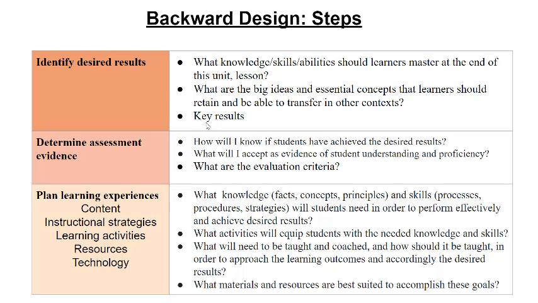So you can use the same steps and the same attributes. The second step, to determine the assessment evidence, you need to ask yourself, how will I know if my students have achieved the desired result or the identified goal of my course? What will I accept as evidence of a student's understanding and proficiency?